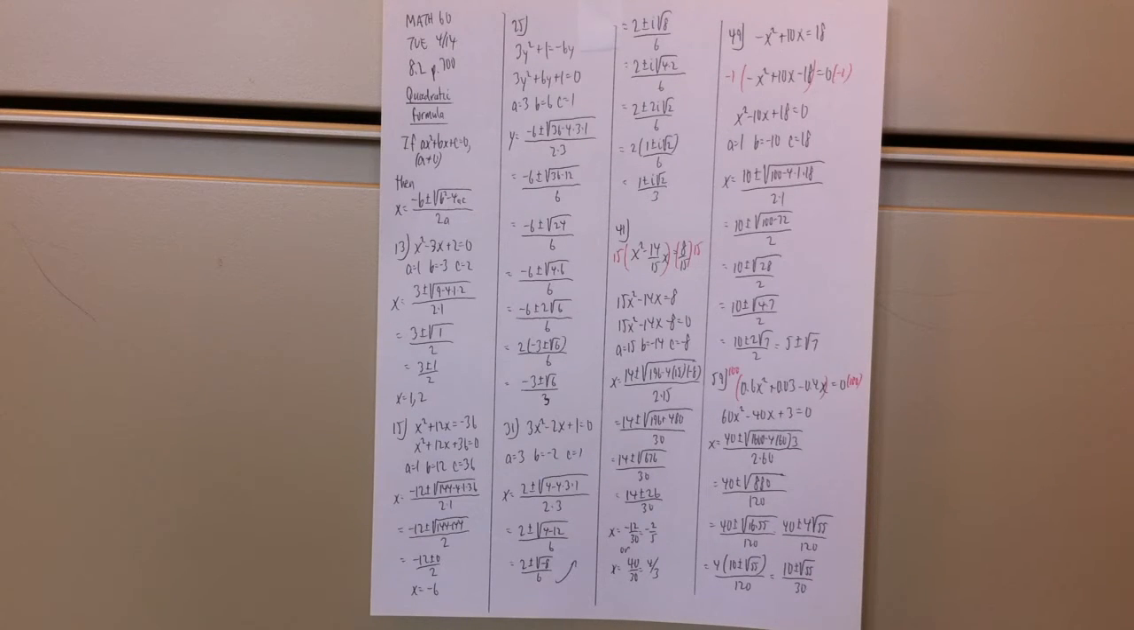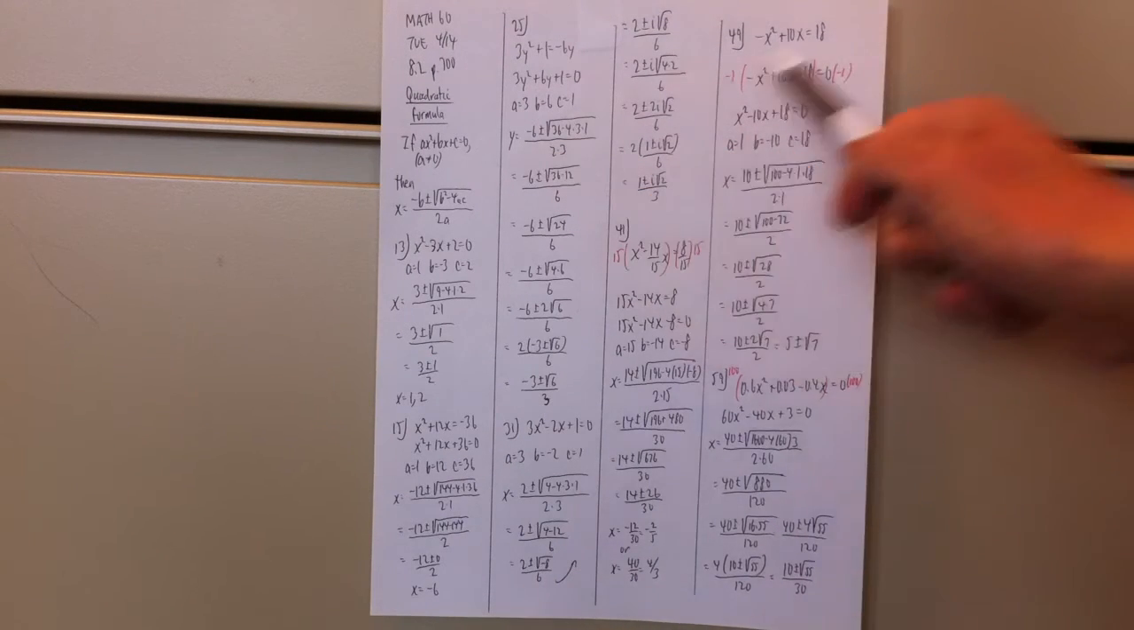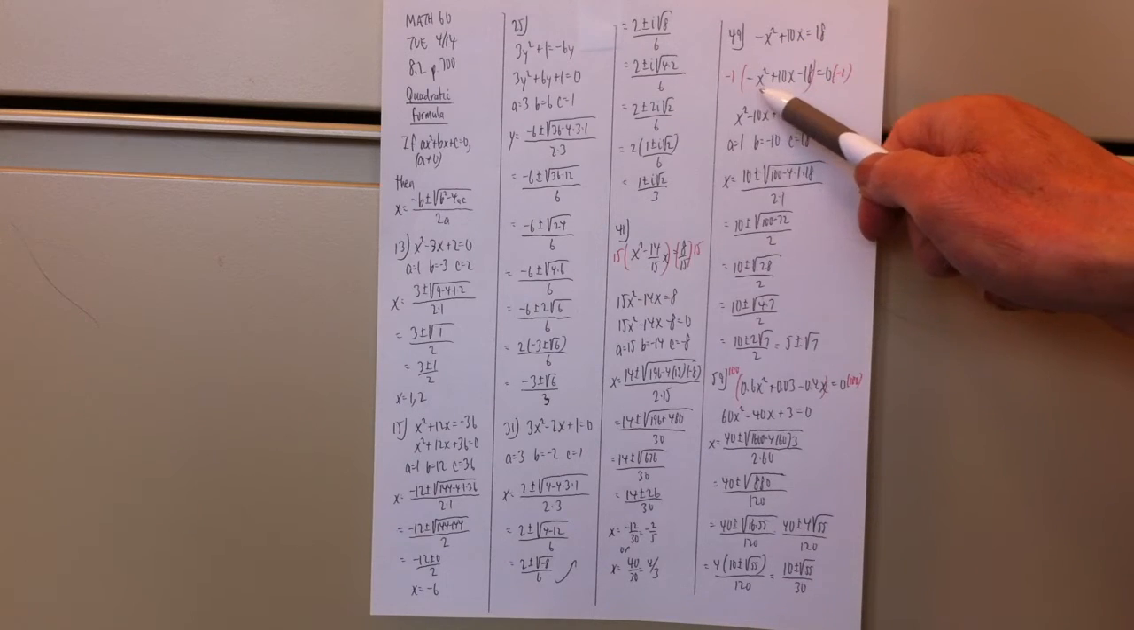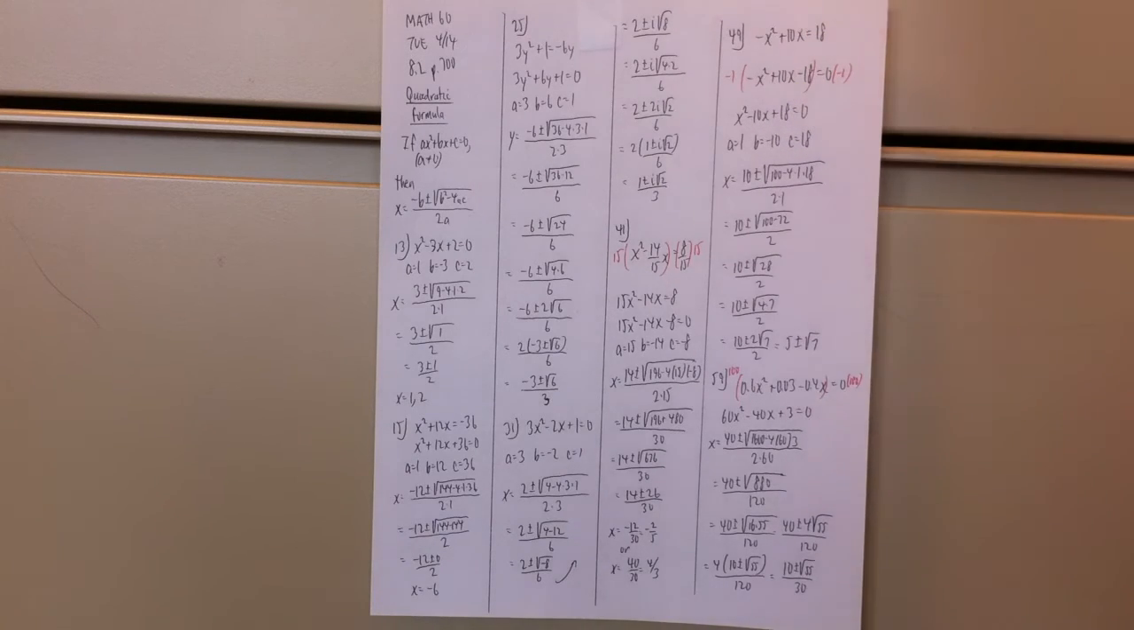Problem 49, a couple things about that. The right-hand side for 49 is 18. I'm supposed to have a 0, so I'll subtract 18. So negative x squared plus 10x minus 18 equals 0.